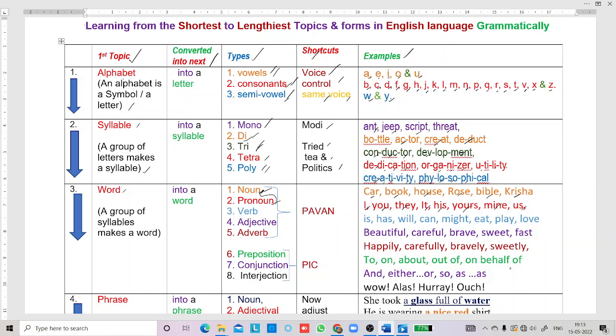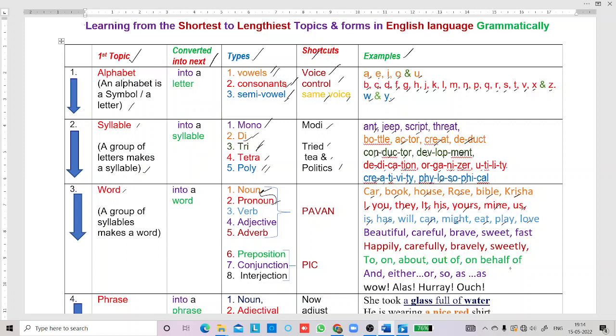Next one is called verb. What is a verb? Examples of verbs are is, has, will, can, might, eat, play, love. Now is, has, will, can, might are called auxiliaries, whereas eat, play, love are called main verbs. Even auxiliaries have primary auxiliaries and secondary auxiliaries. All the be forms, have forms, do forms are called helping verbs, and there are modals: can, could, may, might, etc. All these are called modals.